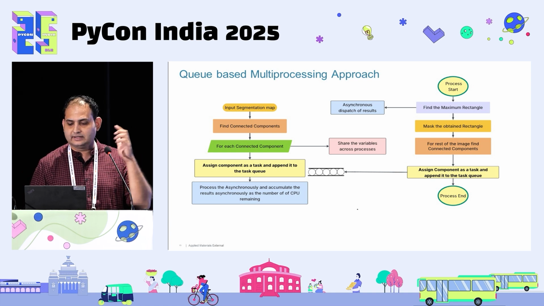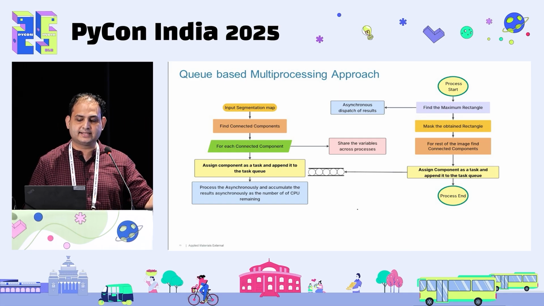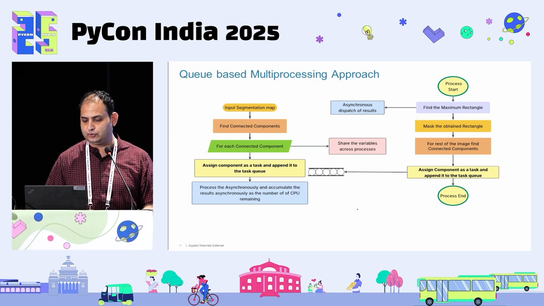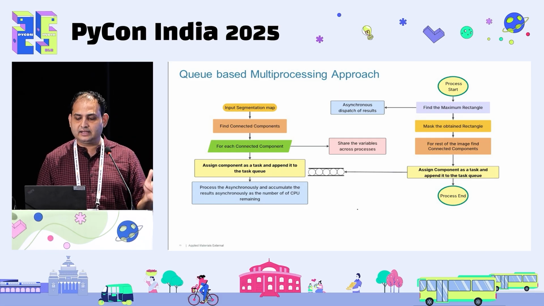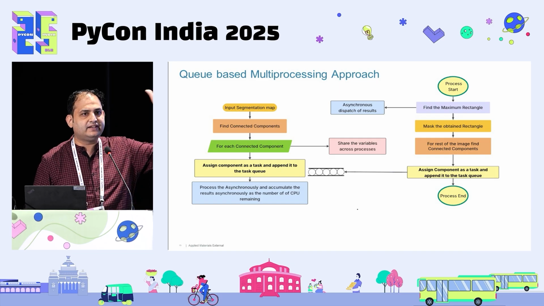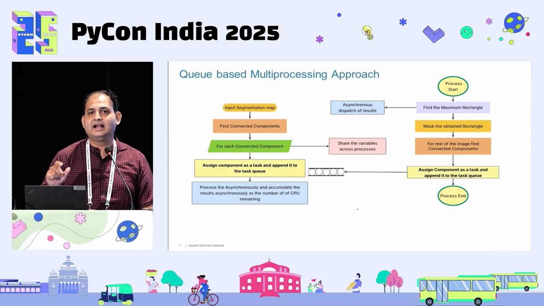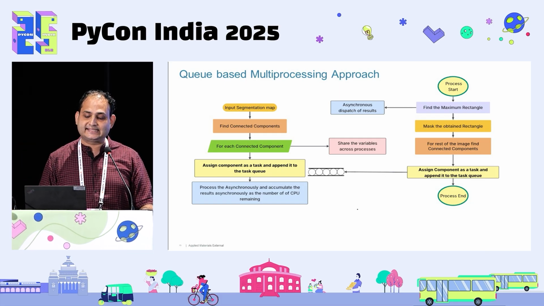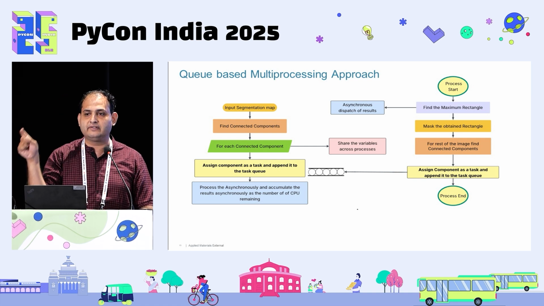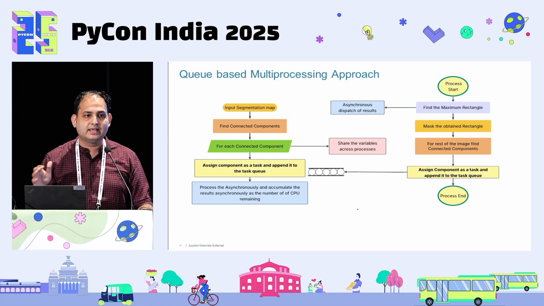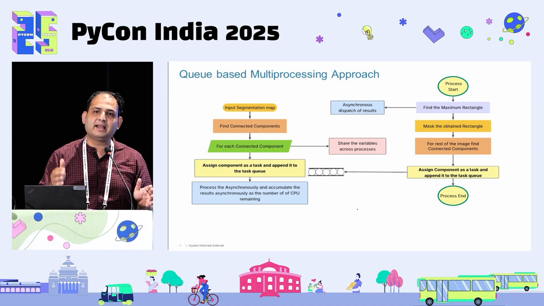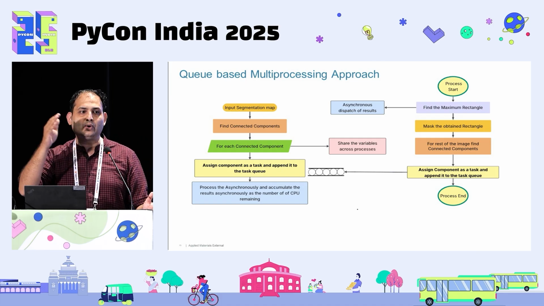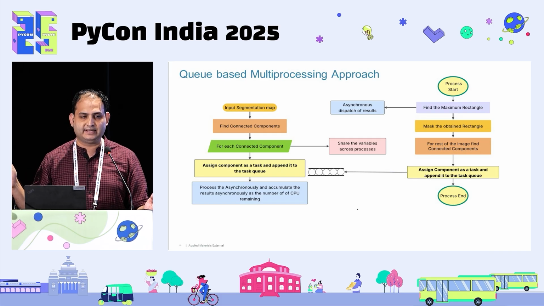The process starts, finds the maximum rectangle, and dispatches the results asynchronously. We dispatch the results and rely on the callback to catch them. Then mask the obtained rectangle. For the rest of the image, find the connected components. Now, instead of going recursively, for each connected component, I make it a task and append this task to the same task queue on which my parent process is working. In this manner, I changed my recursive implementation to a task queue-based iterative implementation.